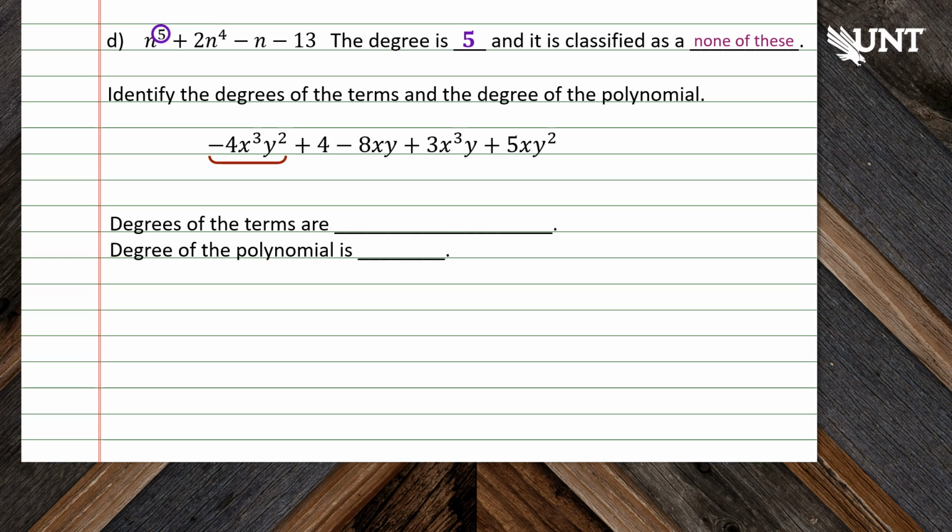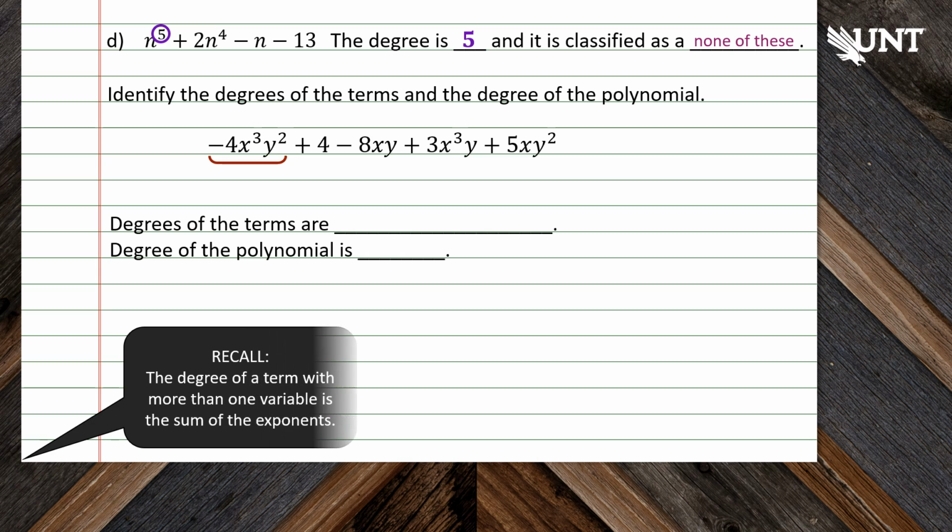Now this is different than the previous problems because now we have different variables with different exponents. So what do we do? Well, recall, the degree of a term with more than one variable is the sum of the exponents. So in this case, x has a power of 3, y has a power of 2, so we need to find the sum or add those values. And so therefore the first term will have a degree of 5.